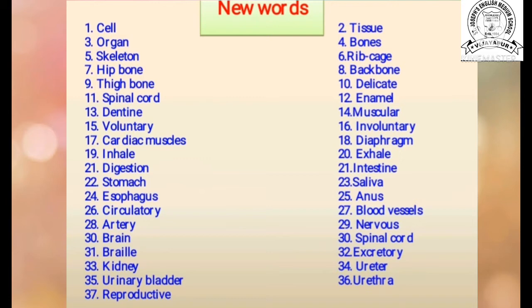The next one is the 23rd, saliva. Saliva, do you remember? In the mouth, there are salivary glands. The salivary gland can secrete the saliva, which makes the food very soft. That's why we can easily swallow the food.